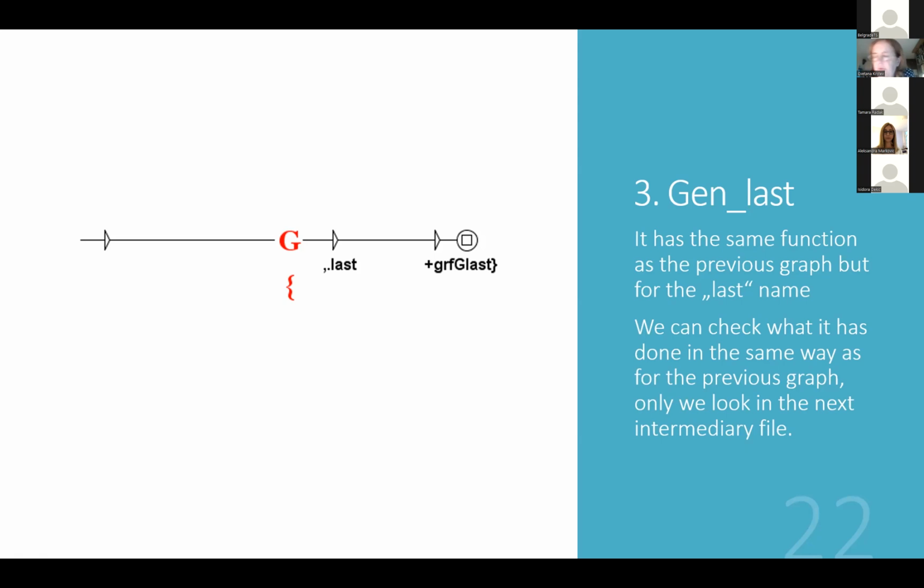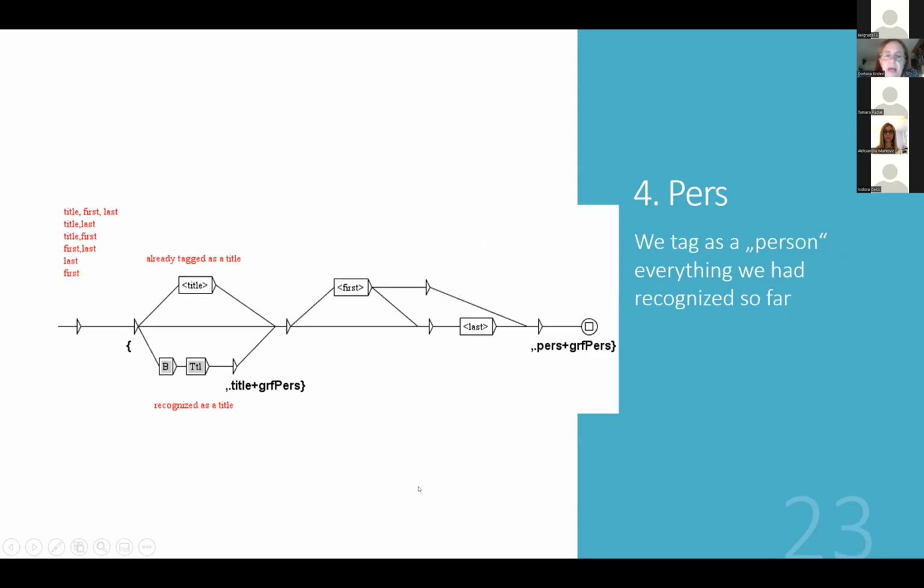The third graph in the sequence is the same as the previous, but it just generalizes last what we have tagged as a last name. Otherwise it's the same. Then we have the graph called purse. Now we tag as a person everything that we had recognized so far.